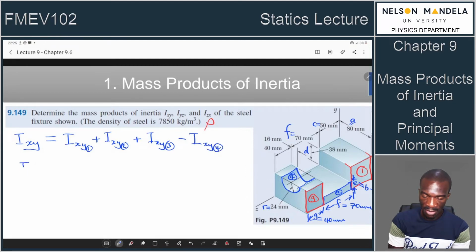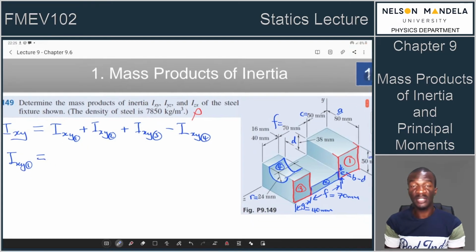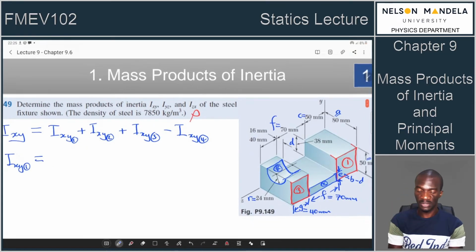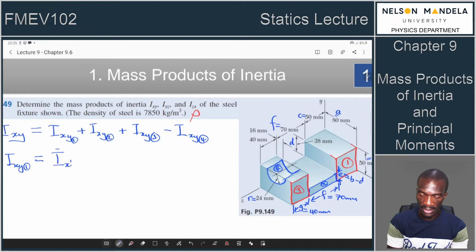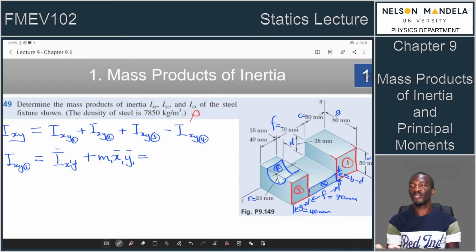Now, what is our Ixy of element number 1? Our equation for the mass product of inertia tells us that we only need to find the centroidal mass product of inertia, add it to the product m1 x bar of 1, y bar of 1, and then we're good.